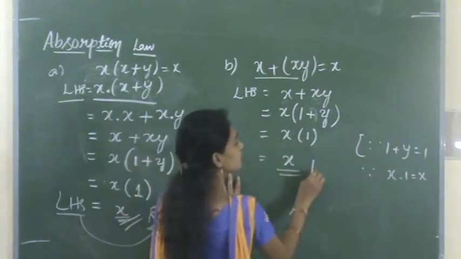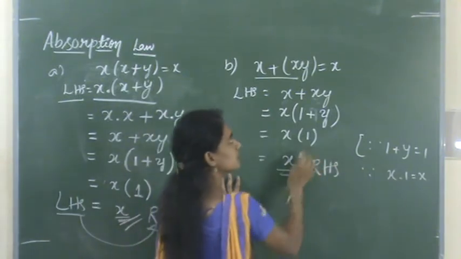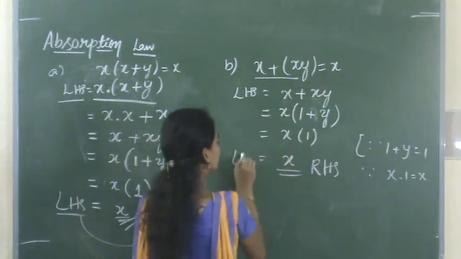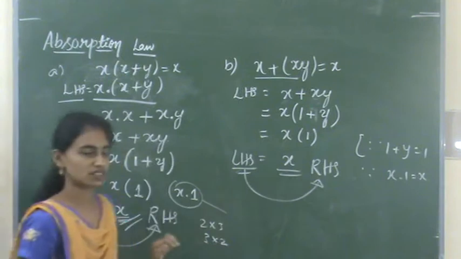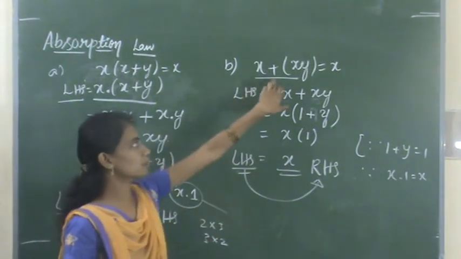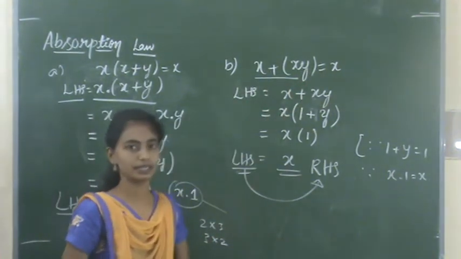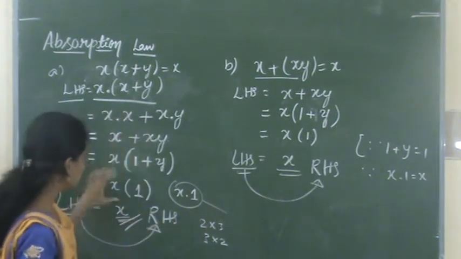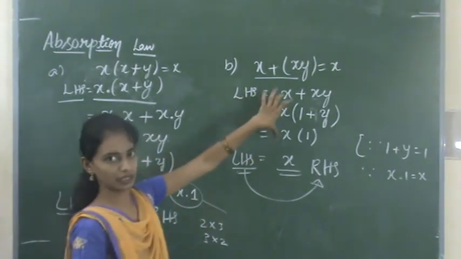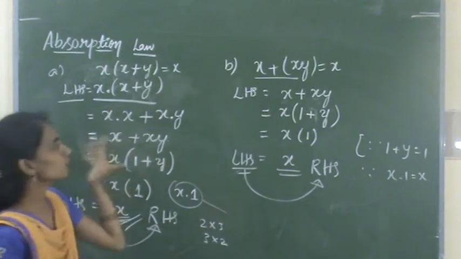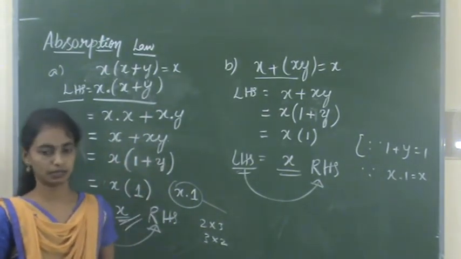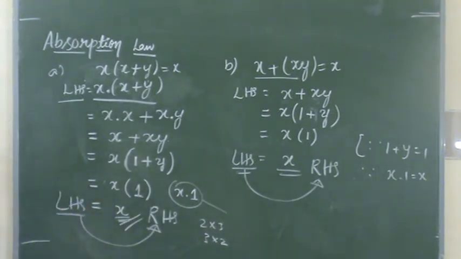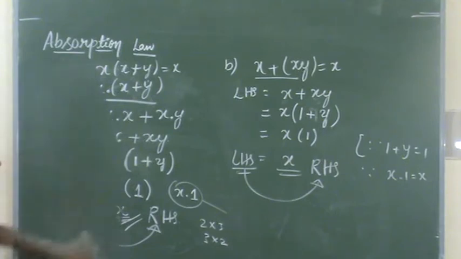Hence we can prove that. So this x is the RHS. So LHS is equal to RHS. Hence we prove that x plus xy is equal to x. Okay. So the same thing will be repeated here also. This is how we prove the laws in the algebraic method. So now we will prove these laws by using a truth table.